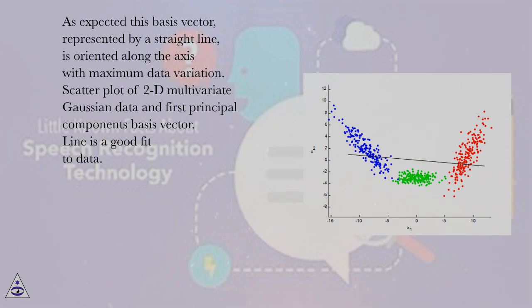As expected, this basis vector, represented by a straight line, is oriented along the axis with maximum data variation. Scatter plot of 2D multivariate Gaussian data and first principal component's basis vector. Line is a good fit to data.